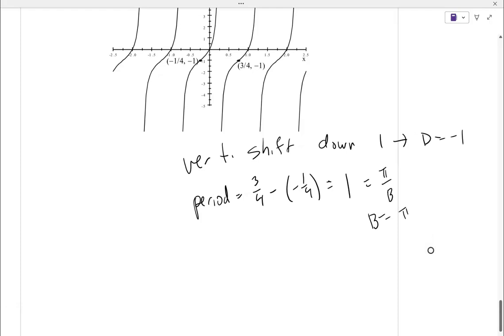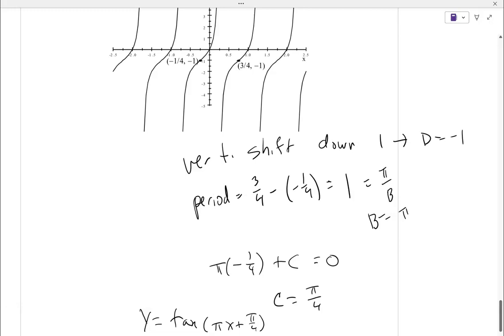Last thing. Find the shift by putting in -1/4 for x. So pi times -1/4 plus c equals 0. Okay. And why did you use 0 again? That's where it should be, right? It should be at x equal to 0. And so your c is positive pi over 4. So your final function would be tangent. Wow, that was a funky looking tangent. Tangent of pi x plus pi over 4, minus 1.